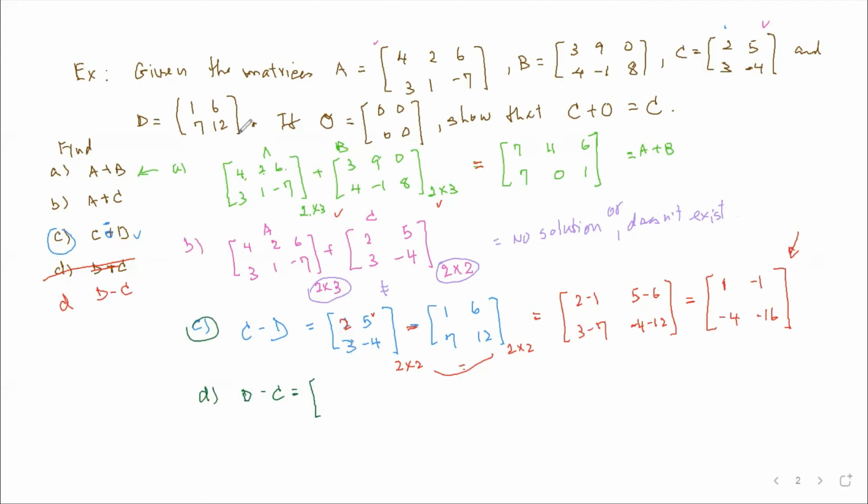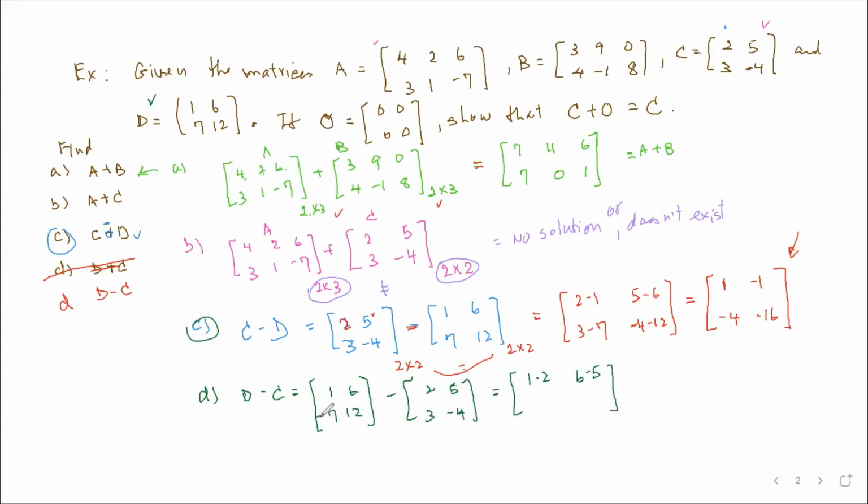So for D minus C, you write D first, which is the matrix 1, 6, 7, 12, and then minus C, where matrix C is 2, 5. This is like algebra, but you have to be concerned about the location, the position of each element. Then if you simplify step by step, it becomes 1 minus 2, 6 minus 5.